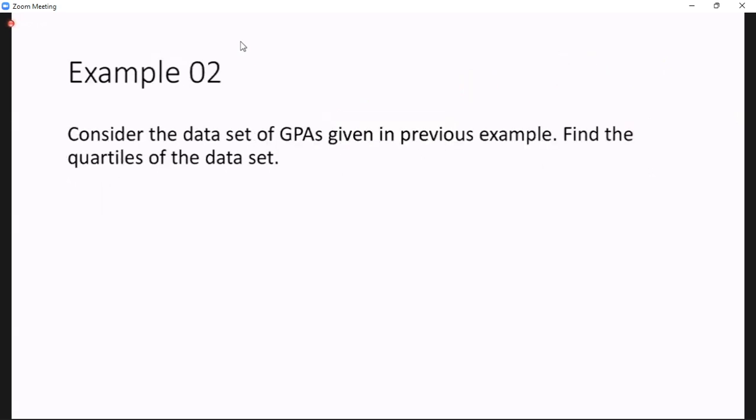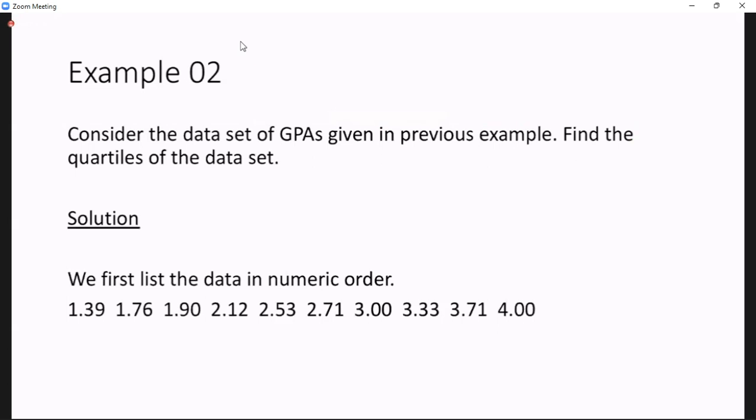Okay. Example 2. Consider the data set of GPAs given in the previous example. Find the quartiles of the data set. You need to find the quartiles of the data set previously used. So here I have given you the same data list. Same GPAs. Here also you have to rearrange the data.